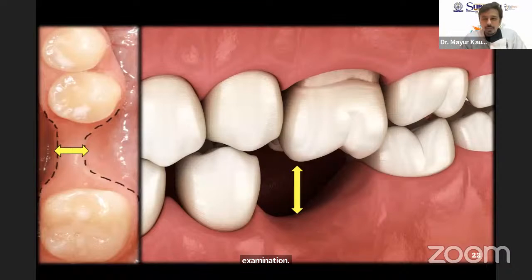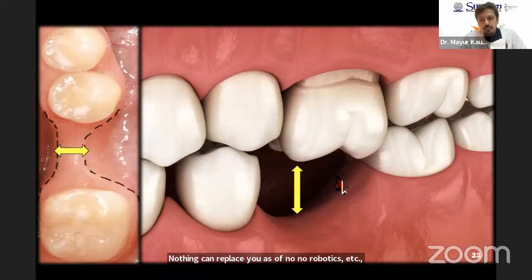Okay, so nothing is a replacement of your eyes. This is one thing which I'll emphasize again and again in the lecture. Nothing can replace you. As of now, no robotics, etc. would be coming, at least I expect not in my lifetime. But the point remains the same. You have to examine first.